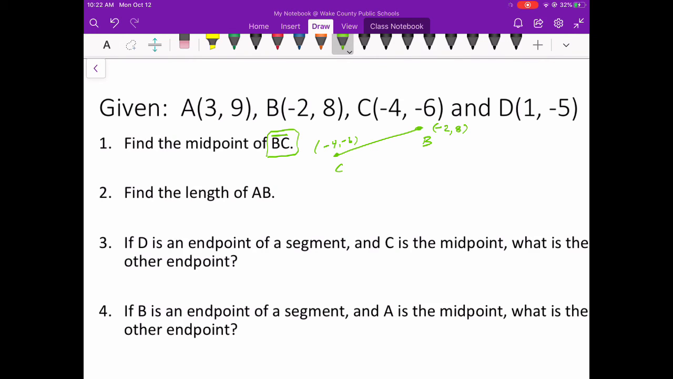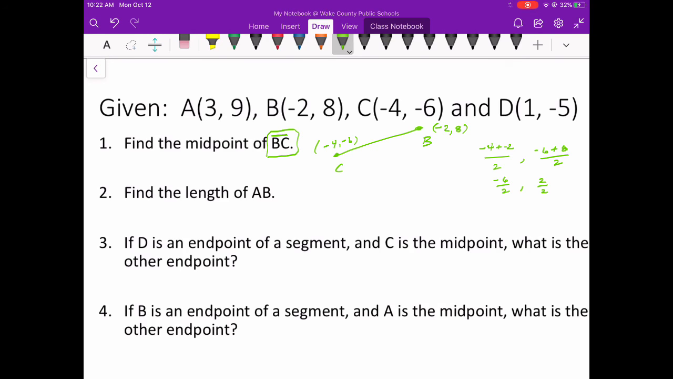All right, so now we'll just find the midpoint. We'll find the average of the x's, -4 plus -2 divided by 2. And that's going to be my new x value. Then I'll find the average of my y's, -6 plus 8 divided by 2. And that'll be my new y value. Super important. Okay, so here you go. -4 plus -2 is -6. Still need to divide by 2. -6 plus 8 is 2. Still need to divide by 2.